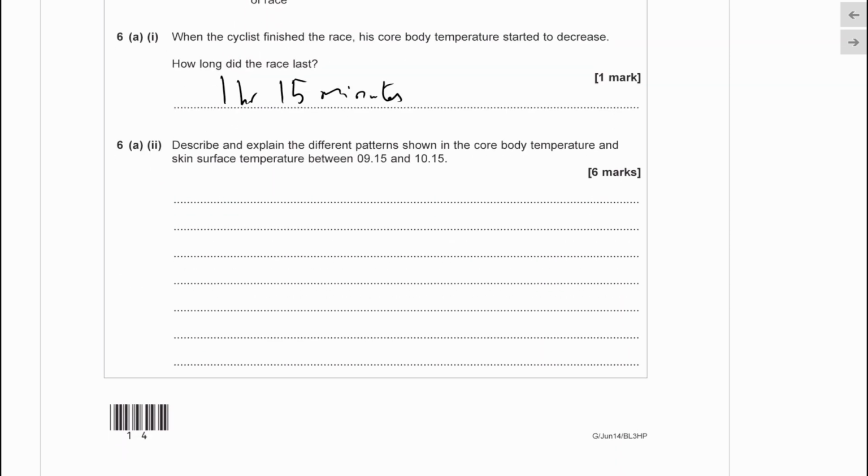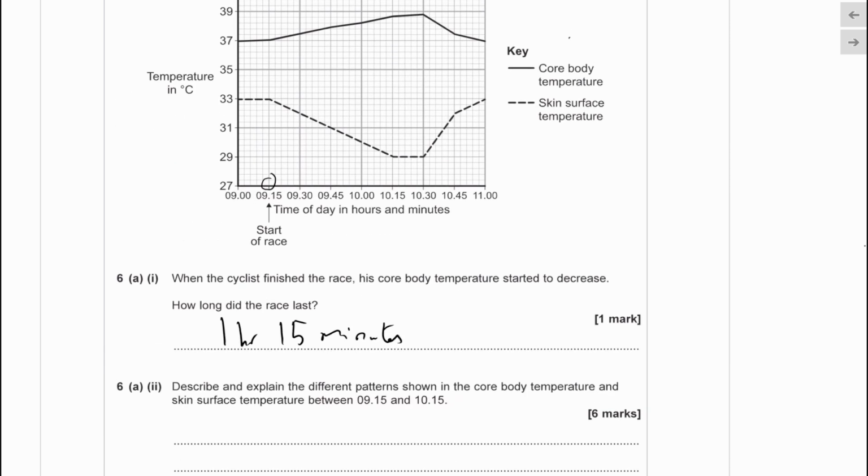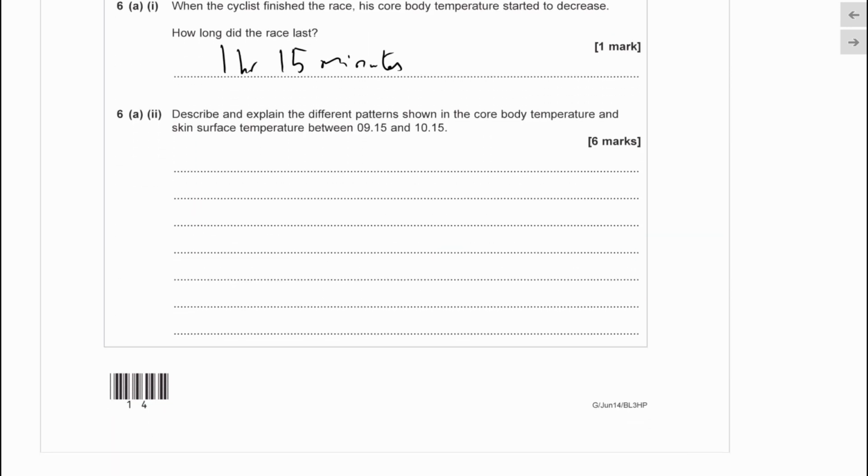So next, we are asked to describe and explain the different patterns shown in core body temperature and skin surface temperature between 9:15 and 10:15. Now, the reason they said 10:15 and not 10:30 is because at 10:30 it starts to go down again. All right, so 10:15, all we're doing is we're describing and explaining the trends before this guy finishes the race. All right, now this is a 6-mark question because we have to describe and explain 2 things. So, first thing I'm going to say is that the pattern in body temperature is that it goes up. So we get increase in core body temperature.